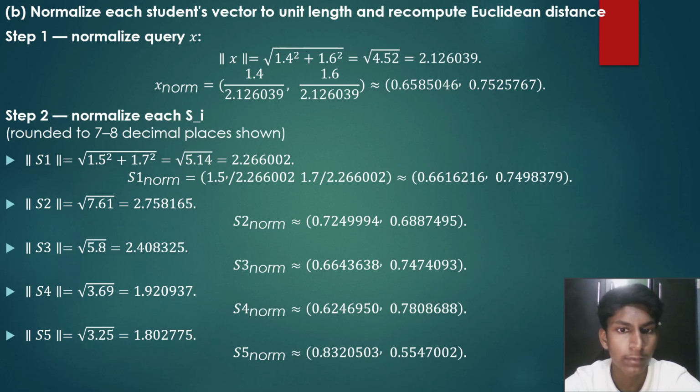For S1 we have got approximately 0.661621, 0.749839. For S2 we have got 0.724994, 0.68879495. For S3, 0.66643638, 0.74744093. For S4 we have got 0.624690, 0.78088688. For S5 we have got 0.83200503, 0.55470002.